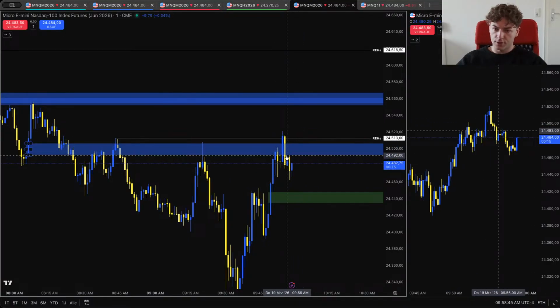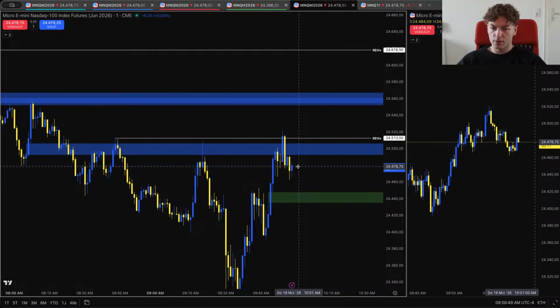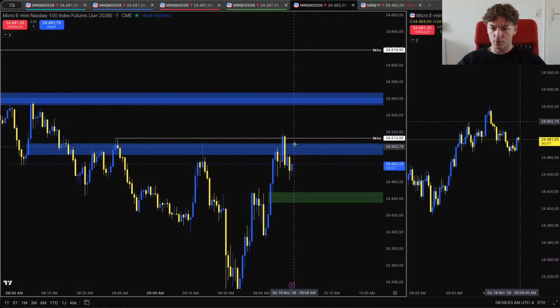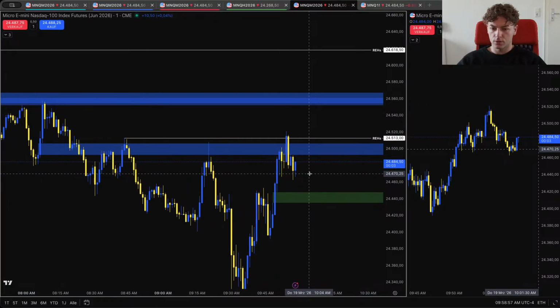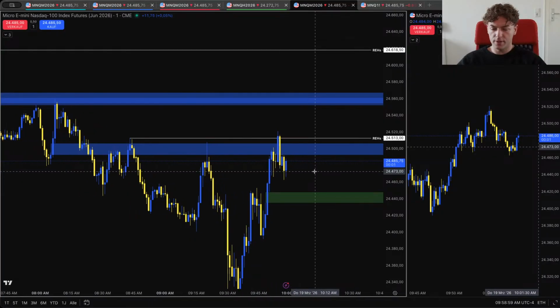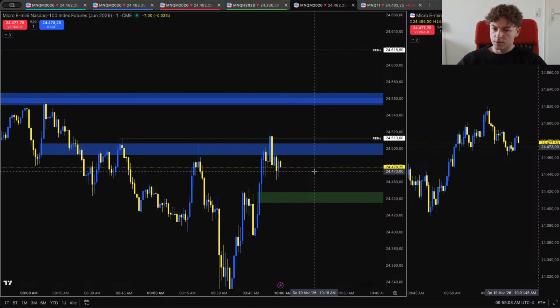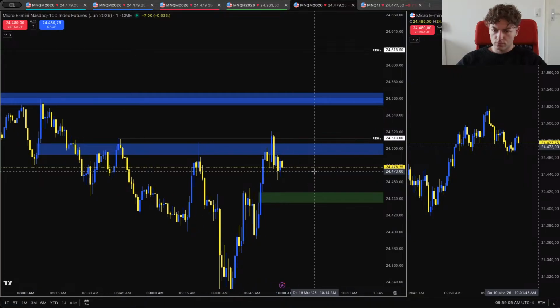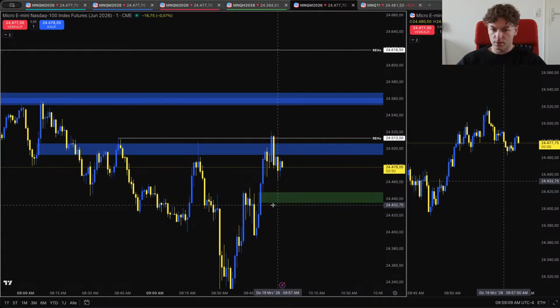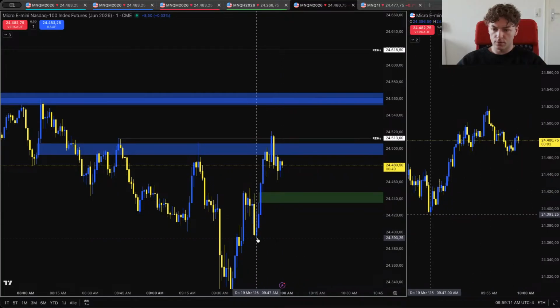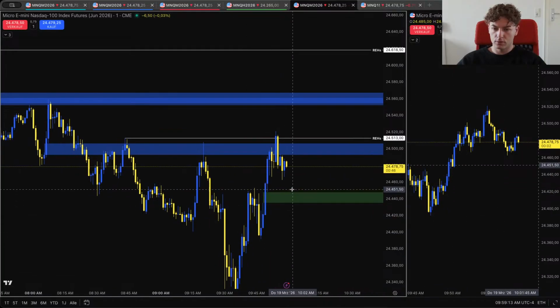Seems like smart money is accumulating shorts. Maybe we could see another run up higher, like a double purge, and then revert. So yeah, I'm waiting for a displacement. They could potentially bring us below this fair value gap and below this one, this short term low.